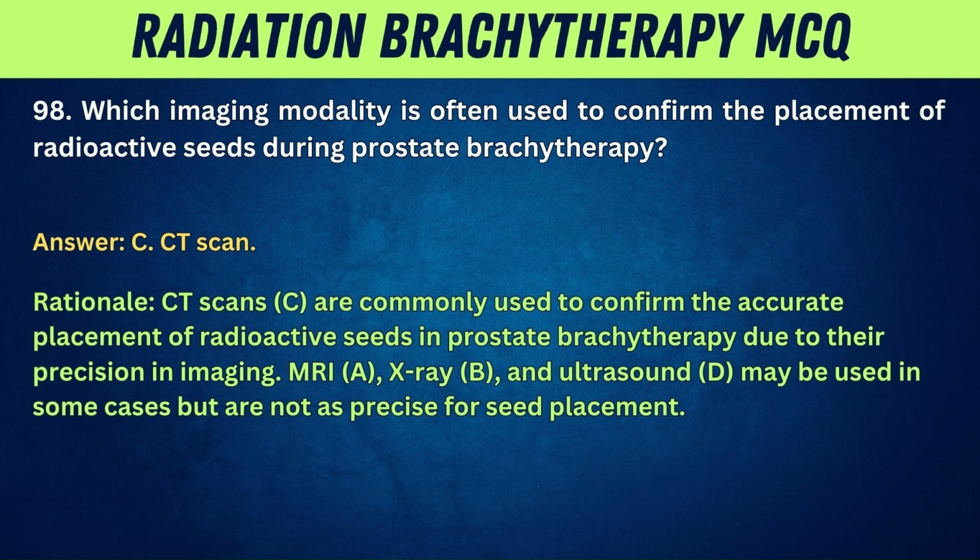Answer. C. CT scan. Rationale. CT scans, C, are commonly used to confirm the accurate placement of radioactive seeds in prostate brachytherapy due to their precision in imaging.